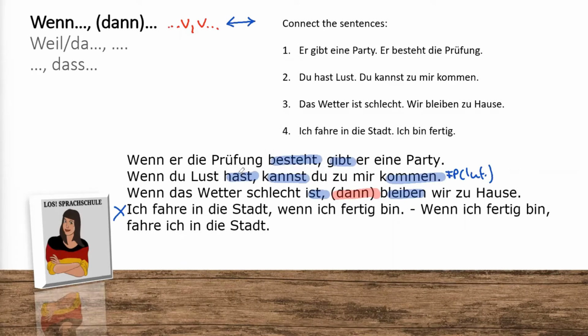Wenn ich fertig bin, fahre ich in die Stadt. Here we have again the verbs being connected or being really close. First part at the end, second part in the beginning. And if we wanted, we could also put a dann here. Wenn ich fertig bin, dann fahre ich in die Stadt.